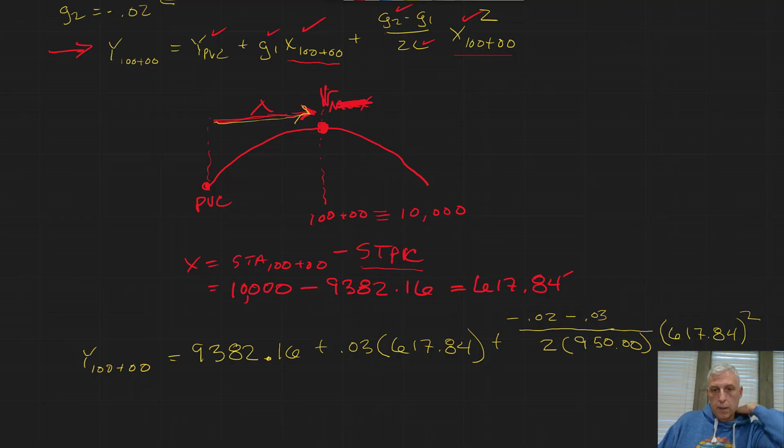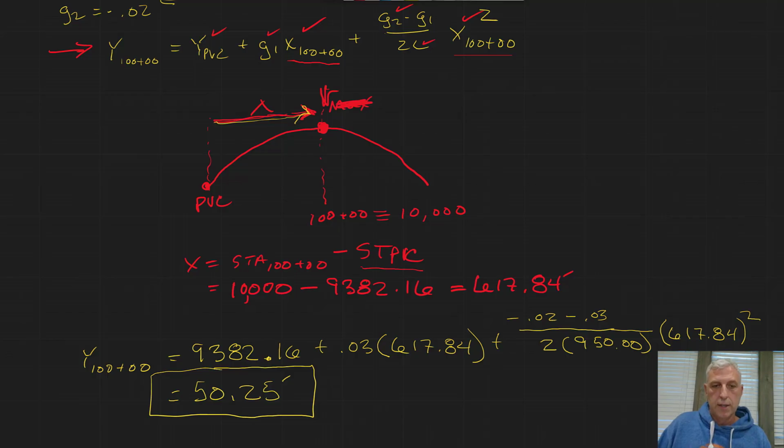And so now I just do that math. I plug it into my calculator, and if I do, I get y of our station equals 50.25 feet. That's the elevation at station 100 plus 0, 0. Pretty easy, just some basic algebra. Now let's see if it makes sense. Something you always want to do is ask, does my answer make sense?